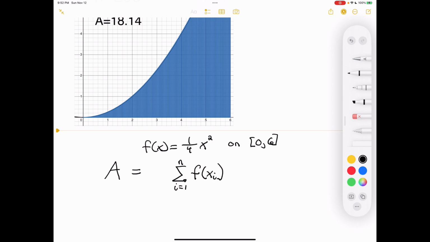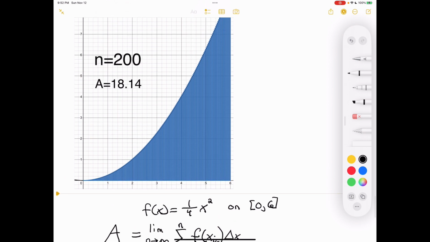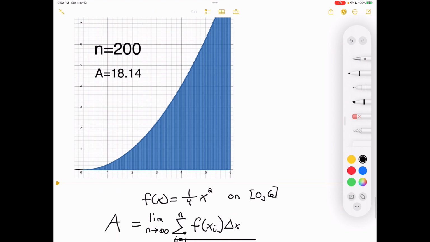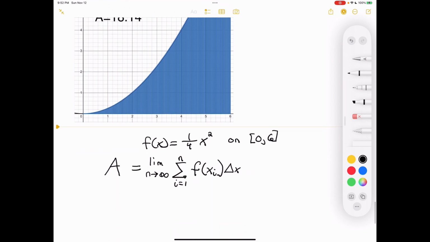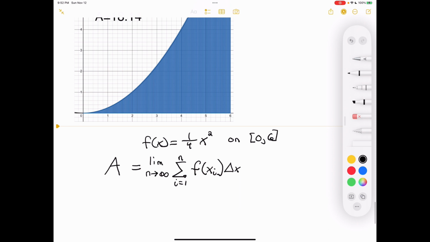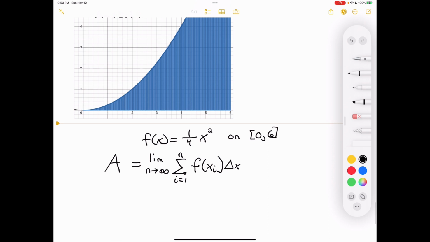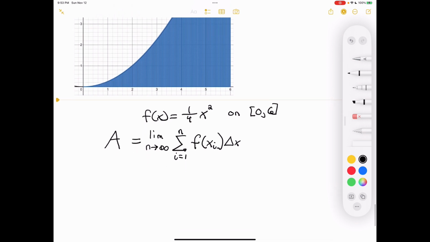The summation from i equals 1 to n of f of x sub i times delta x. I'm going to say that the area under the curve is exactly this when we take the limit as n goes to infinity. So as n increases, our estimate gets more and more accurate. And we have a technique in calculus for finding out exact values as n goes to infinity. They're called limits at infinity. And it turns out that this is correct.